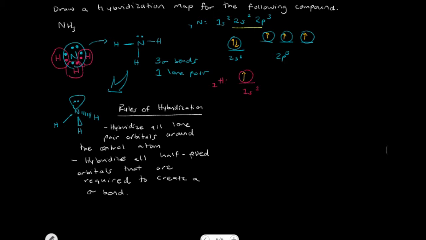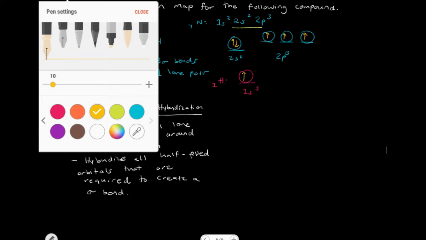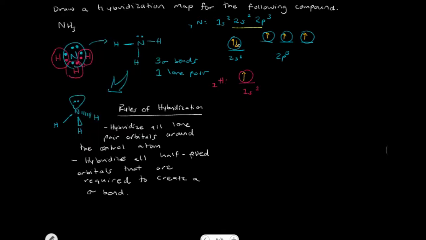Okay, so we know that we need 3 half-filled orbitals required to create a sigma bond, and we would essentially expect them to be the same energy because they're from the same subshell. However, because the 2s2 subshell is found in the valence shell, this orbital here, the spin paired orbital, has to be the same energy as these orbitals. So what we're going to do is hybridize it. When we hybridize this, in this case there won't be an electron transition. So we're going to hybridize these 2 subshells.